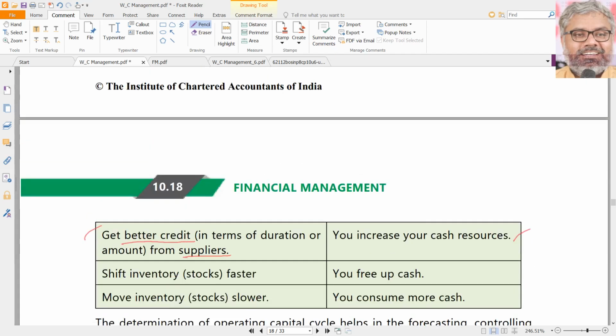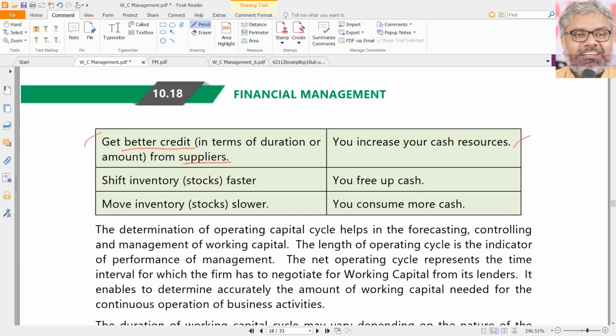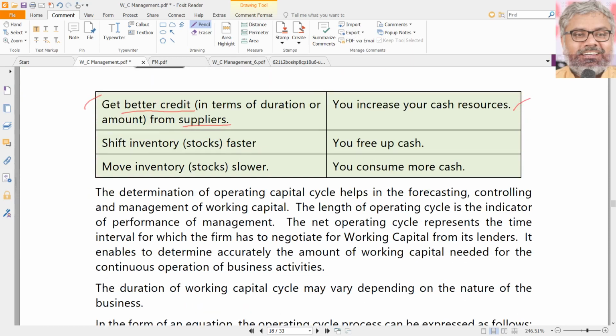So when it comes to collections, they have to be quickened. When it comes to credit payment to the suppliers, credit terms are to be negotiated in such a way that we get a better and longer credit period. In the same way, if the inventory is moving faster, good, that will free up the cash, because that will reduce the time for which the inventory is held by the organization. Naturally, that shortens the operating cycle and quickens the turnover of the inventory. If it is moving slower, that is a problem. That will consume more cash and a lot of money is blocked in the inventories.